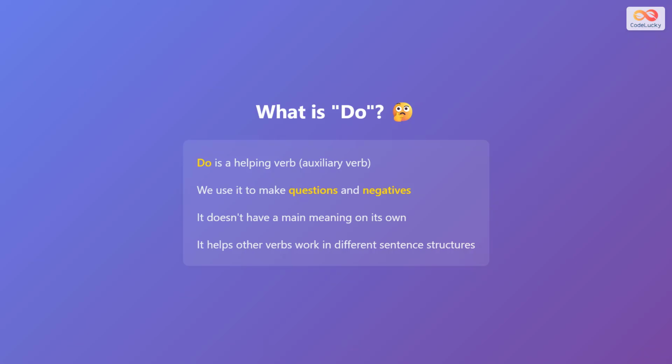Let's understand what do means as an auxiliary verb. First, do is a helping verb. It doesn't have a main meaning on its own. We use it to make questions and negatives. It helps other verbs work in different sentence structures. Think of do as a tool that changes how we say things. Without do, we cannot make questions or negatives in the simple present and simple past tenses in English.